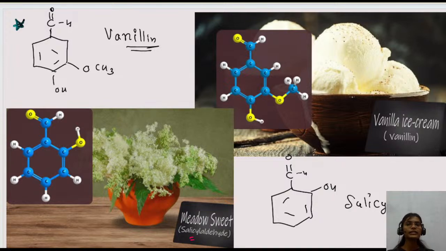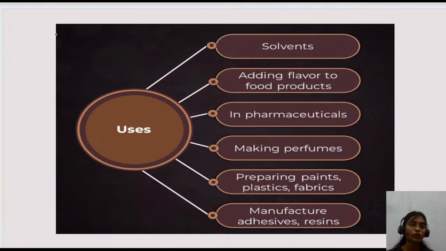Okay then, so that's it. In short, if we are talking about the uses only, what are the important uses of this carbonyl family? They are very good solvents, added in flavoring products. Maybe you already know esters have a very sweet smell. We add them in soap, solutions, and anything. For pharmaceutical use, as we just observed, formalin is a preservative, and penicillin is also important. Making perfume, obviously for the good smell. Preparing paint, plastic and fabric as well, and very good adhesives and resins. So this is a kind of use. It means carbonyl compounds play a very important role in our day-to-day life.